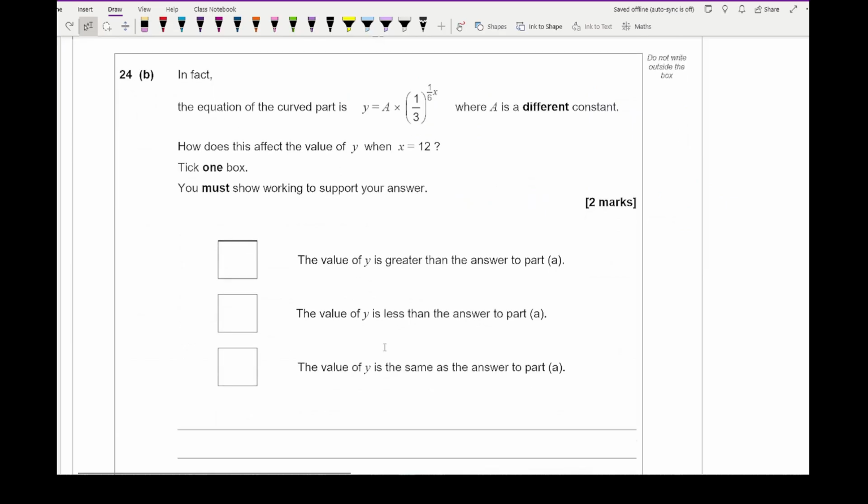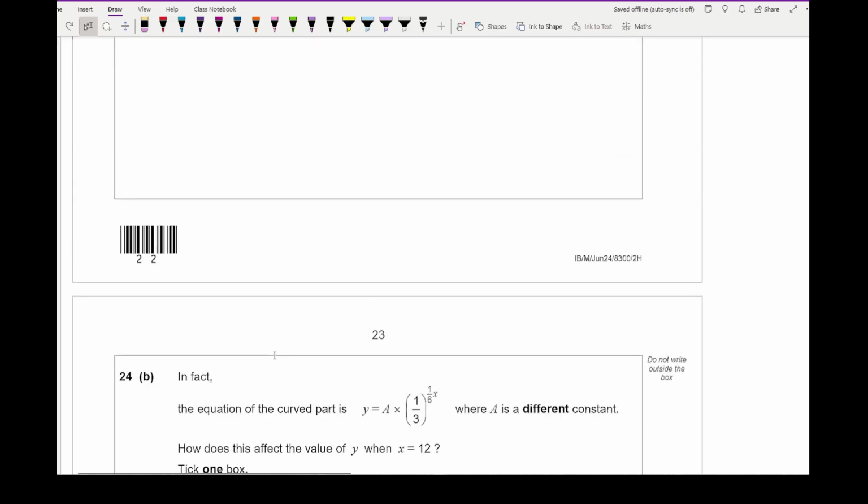Moving on to 24b, it says, in fact, the equation of the curved part is y equals a plus 1/3 to the power of 1/6 x, where a is a different constant. How does this affect the value of y when x equals 12? Tick one box from below.